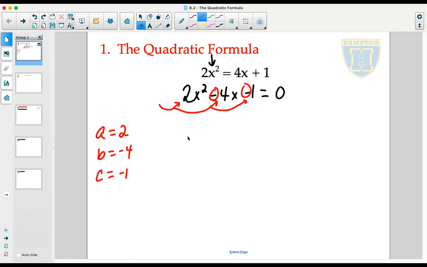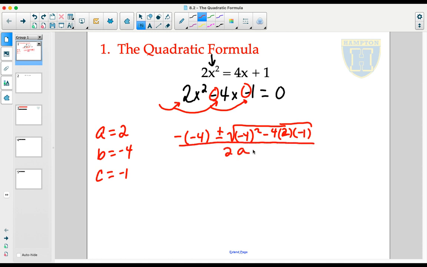So the quadratic formula says we start with the opposite of B, plus or minus. That's how we're going to get our two potential roots. The square root of b squared minus 4ac. All of that over 2a.